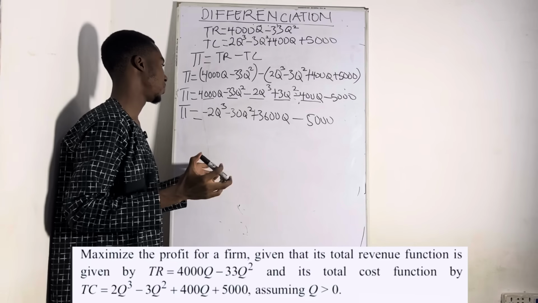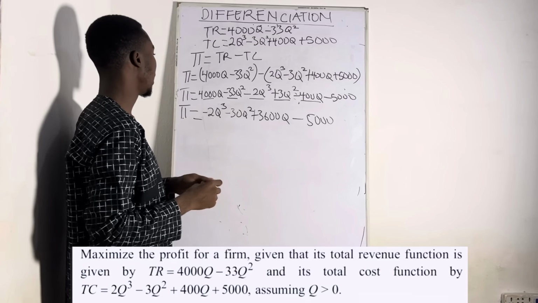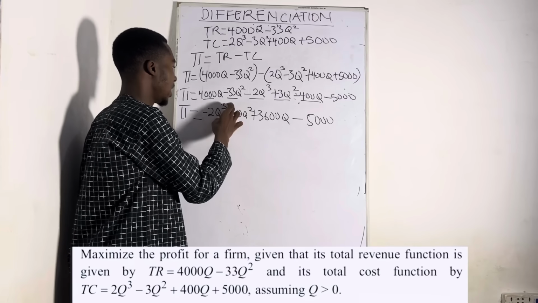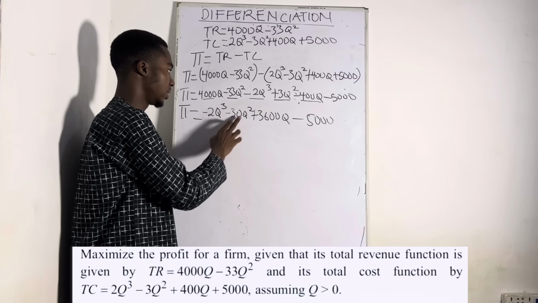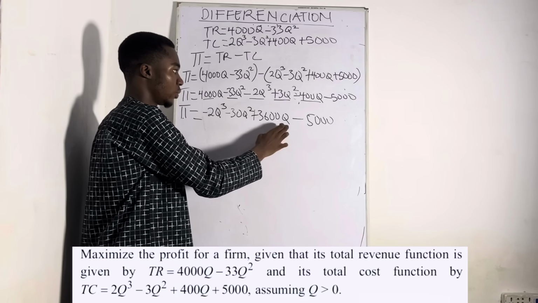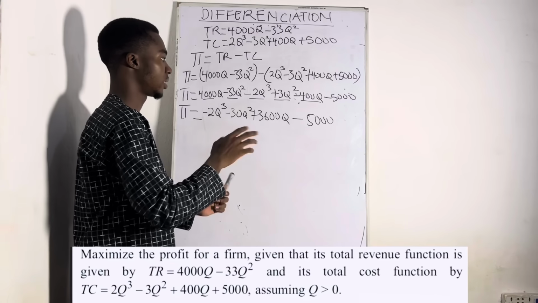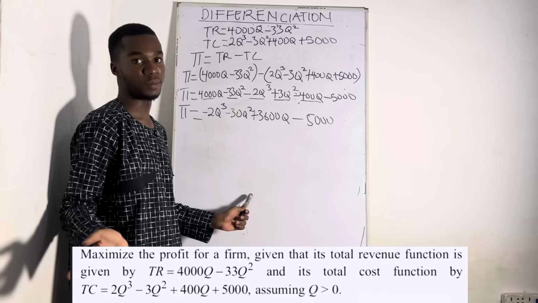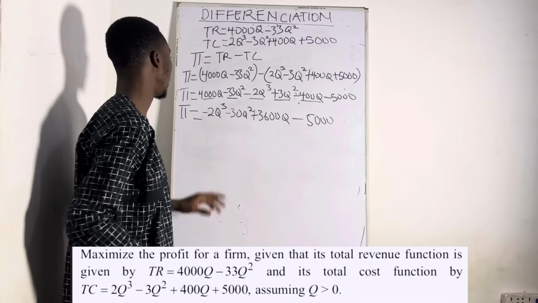So anytime you're asked to find the profit function, I would advise you to arrange it like this. The one with the highest exponent, which is 3, will come first. Then the exponent 2 will come second. Then the one with the k will come third. Then the one without any variable at all becomes the last. You get it? So now this is our profit function.